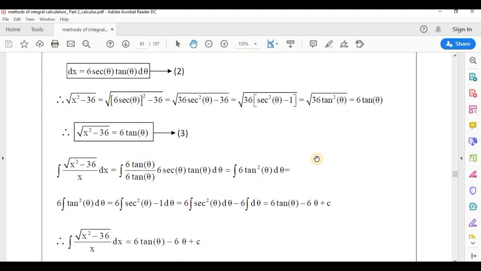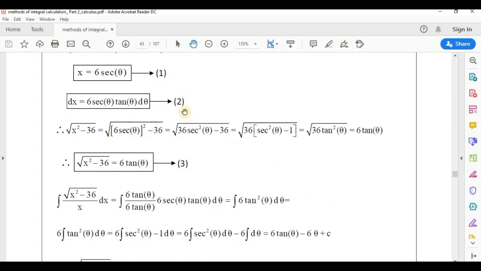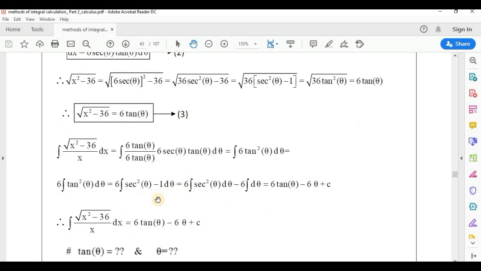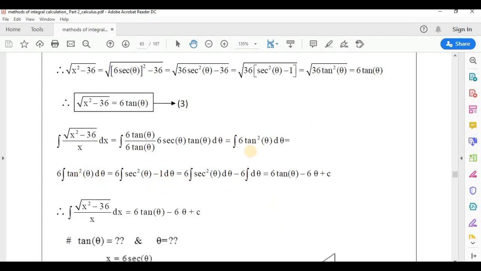The next step, we will just substitute equation number 1, equation number 2 and equation number 3 into the integral. We will substitute the value for the root and x in the integral, and after putting the integral in terms of theta, the integral will become the integral of 6 multiplied by tan squared. Now, how will we find the integral for this? The numbers we can put outside the integral. So it will be equal to 6 times the integral of sec squared theta minus 1 d theta.